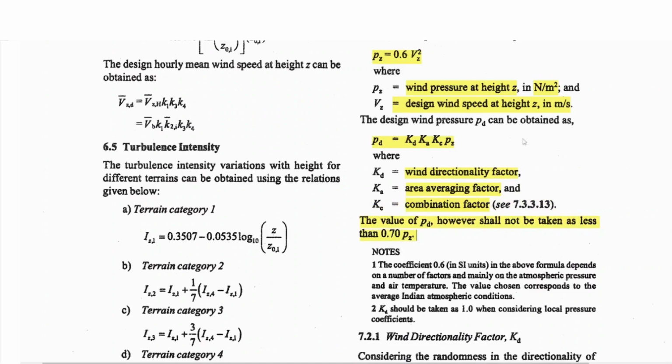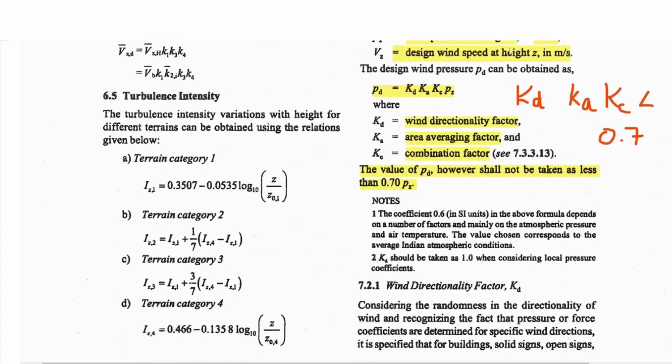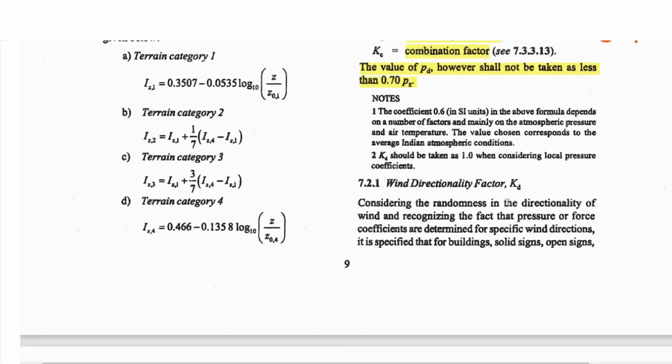So here the product of Kd, Ka, Kc shall not be less than 0.8. Okay, so now let's see how we find the value of Kd.